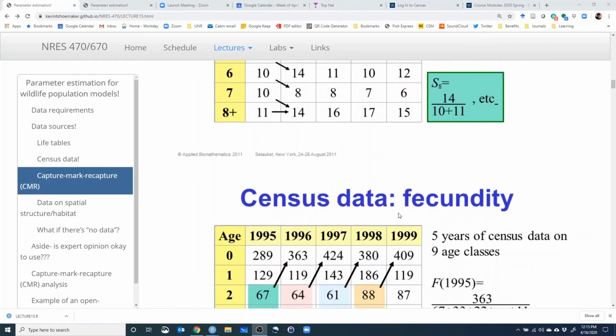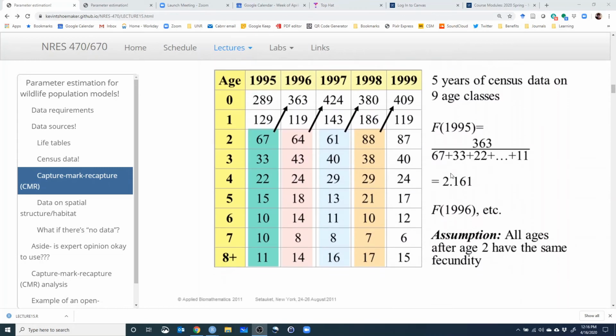And what about fecundity? We can also estimate fecundity easily using census data. Let's imagine that everything that's 2-year-old or greater can produce offspring. All right? And remember, fecundity represents the number of offspring produced in the following year, right? So you have to survive and produce offspring. And so in this case, we have this number of reproductive adults, right? 67 plus 33 plus 22.